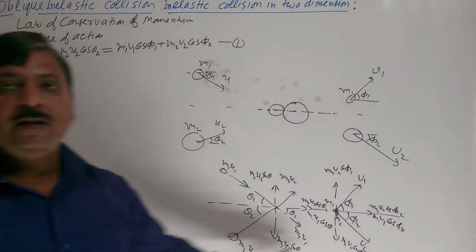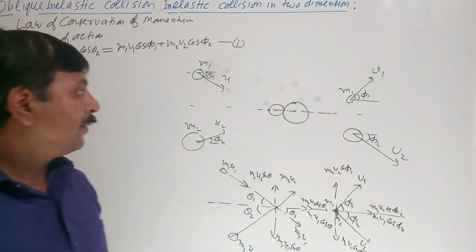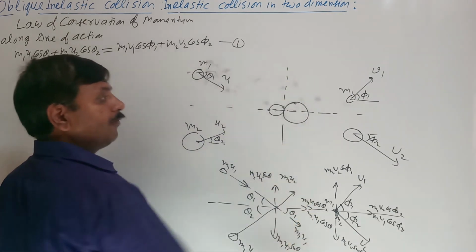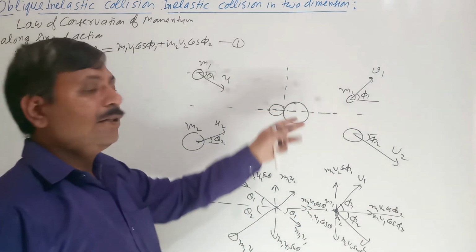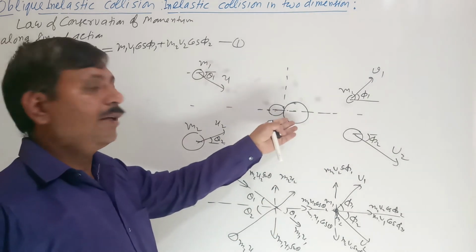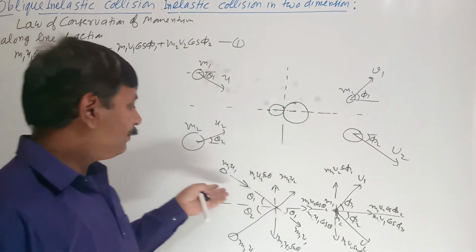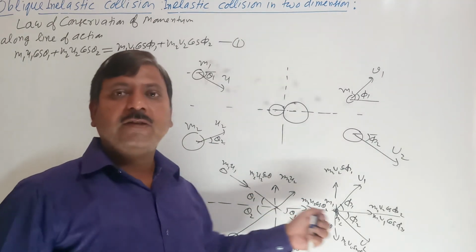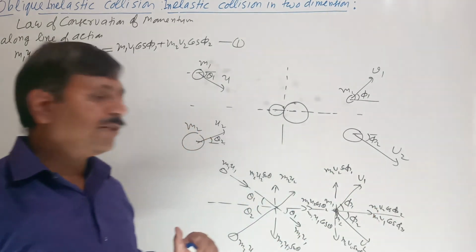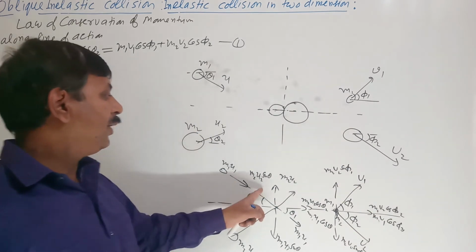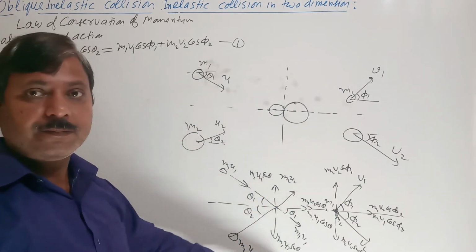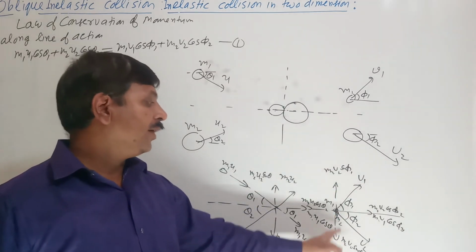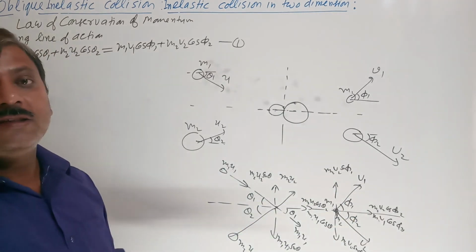Along x-axis total linear momentum is conserved, but perpendicular to line of action, that is along y-axis, there is no force acting. So no force acting means momentum of first ball before collision is equal to momentum of first ball after collision. The momentum of first ball before is M1 U1 sin theta 1. The momentum after collision is M1 V1 sin phi 1.